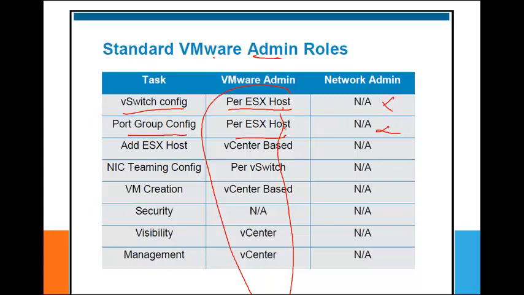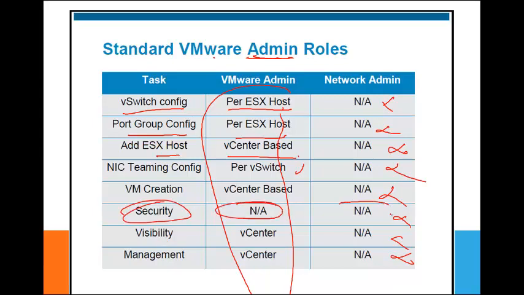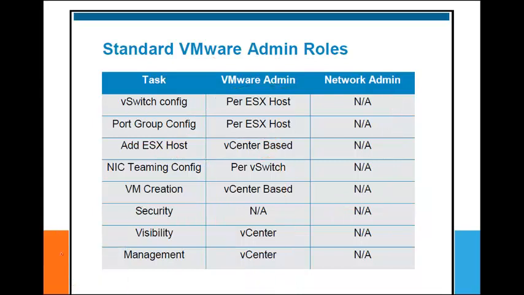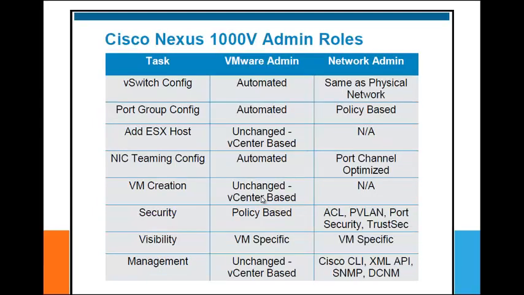Adding a host, vCenter based. Using vCenter, a VM admin does it. Network admin has no visibility. NIC teaming, network admin has no visibility. vCenter based VM creation, nothing. So it was only taken care of by the VM admin. And for security, there is no chance of writing any ACL or having a private VLAN, things like that. Or you don't have any software based ASA running for this VM. No security. Now, after having Cisco Nexus 1000V, the admin role changes.